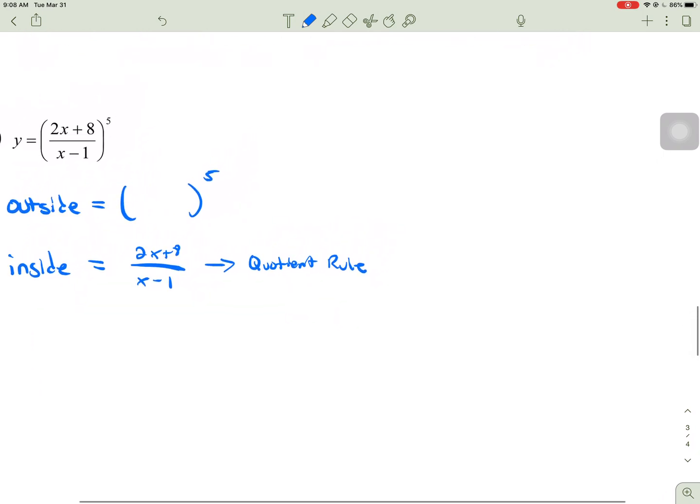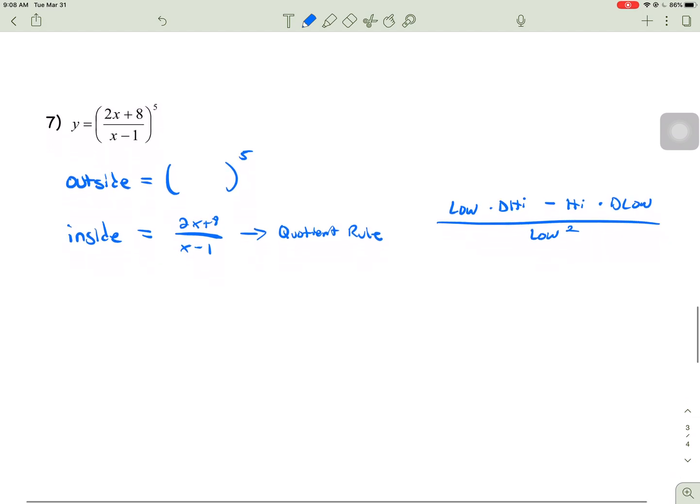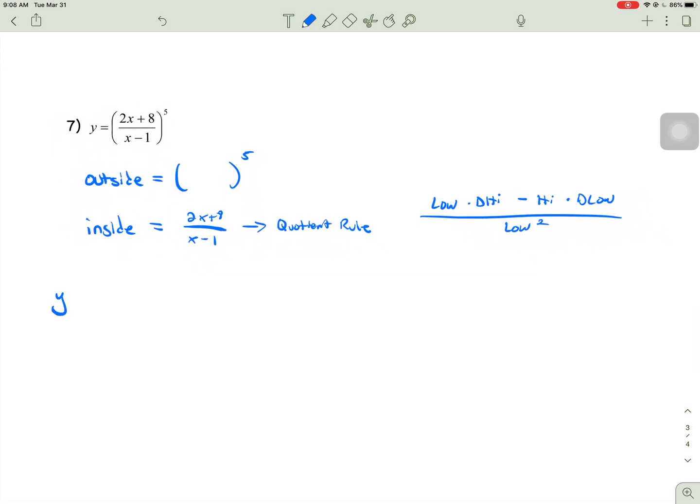What was the quotient rule again? It was that catchy little tune, right? It was low d high minus high d low over low squared. So let's do this. So first, derivative of the outside. So y prime equals 5, keep the inside, decrease the power by 1, times, and now we have to take the derivative of this division, which is a quotient rule problem. So that's low d high minus high d low.